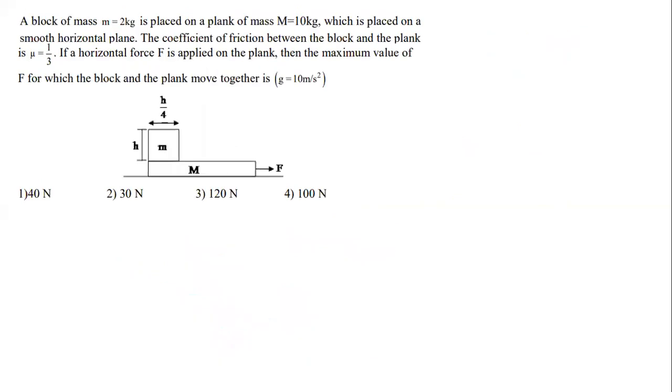Okay, now this is block m. Mass 2 kg is placed on a plank of mass M equal to 10 kg, which is placed on the smooth horizontal plane. The coefficient of friction between the block and the plank is mu equal to 1 by 3. If the horizontal force F is applied on the plank, then find the maximum value of F for which the block and the plank move together.